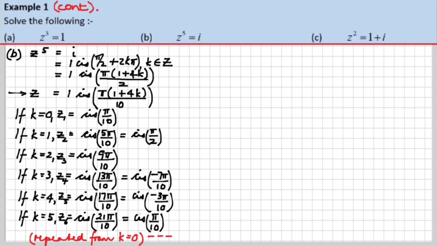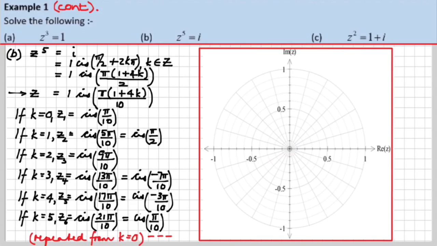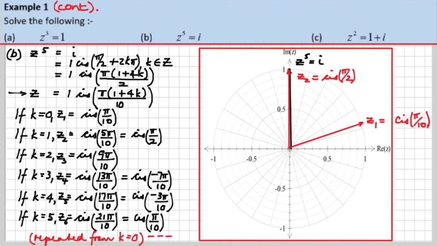Okay? Yes. Now, we're going to do the old Argand diagram trick. It's pretty beautiful. So, let's go. There's z to the 5 equals i. And here is our first of the fifth roots of i. That is, z1 is cis pi on 10. There is z2, which is cis pi on 2. That was this little baby.